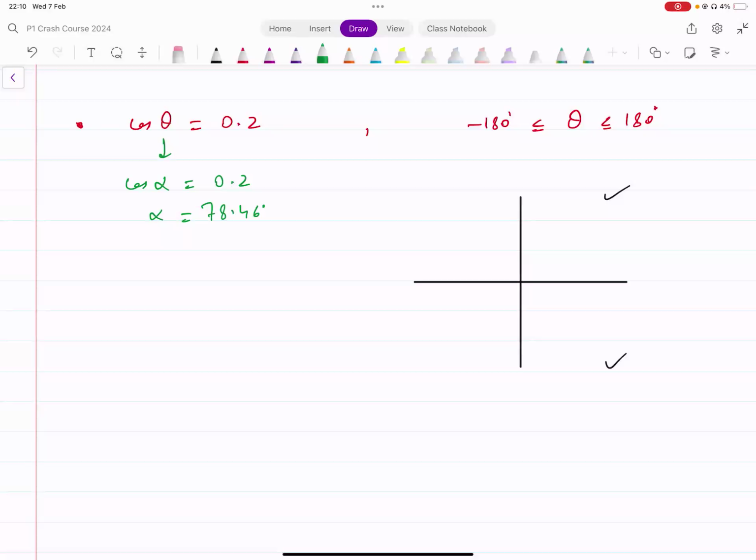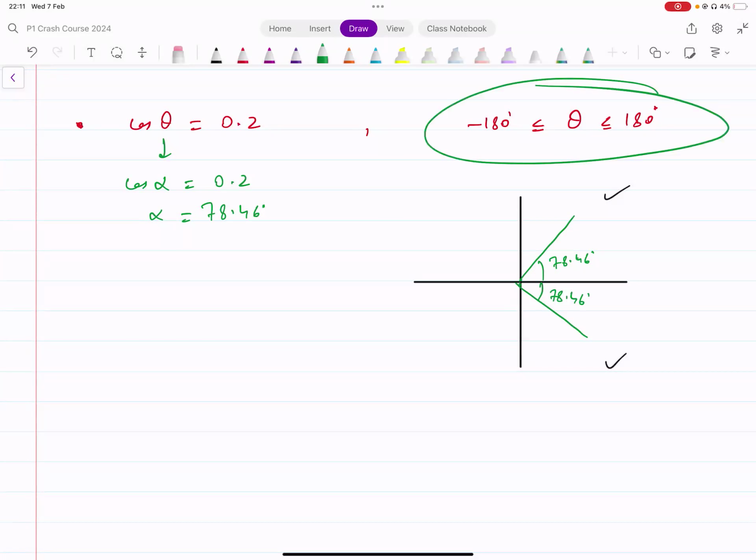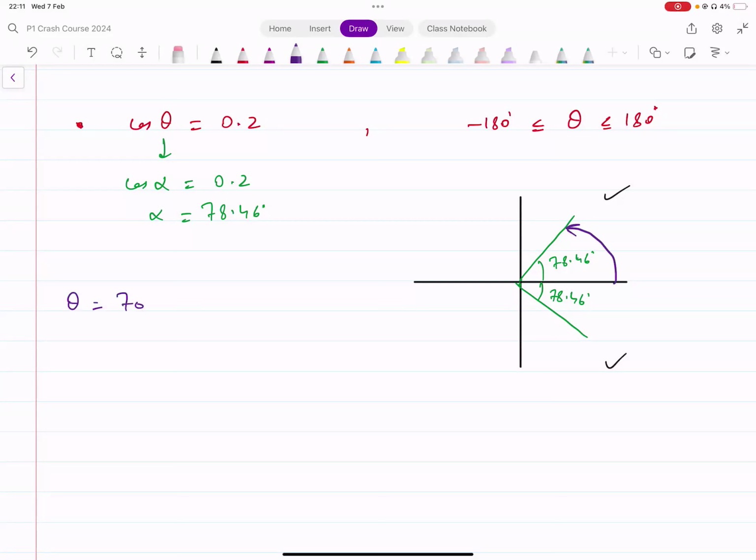We can be in the first quadrant. So the angle could either be here, that's 78.46 degrees, or we could be in the fourth quadrant like this. So the angle here could also be 78.46 degrees. Now we have to look at the interval that's given. Interval is from minus 180 to plus 180. Okay. Now, first of all, let's go in the anti-clockwise direction like this. This is the first angle that we find. Is that in the interval? It is. Theta equals 78.46. That's the first angle that we get.